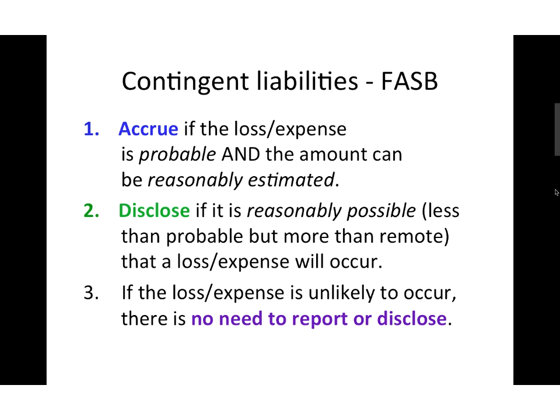Okay, so basically, this is exactly the same slide, just phrased differently. We would accrue if the loss is probable and we can estimate the amount. This is the official FASB guidance, Financial Accounting Standards Board. Disclose if it's reasonably possible. Disclose just means write about it in your notes, just like we saw, where they were saying it's reasonably possible that we could pay a penalty, but we don't know the amount. Or if it's unlikely to occur, there's no need to report or disclose.